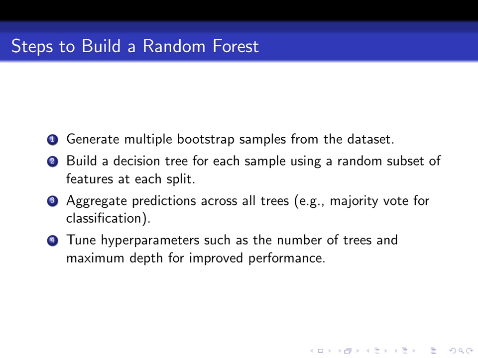Now let's look at the steps to build a random forest. First, generate multiple bootstrap samples from the dataset. Then, build a decision tree for each sample, using random subsets of features at each split. Aggregate predictions across all trees to make final decisions. Hyperparameters like the number of trees and maximum depth can be tuned for better performance.